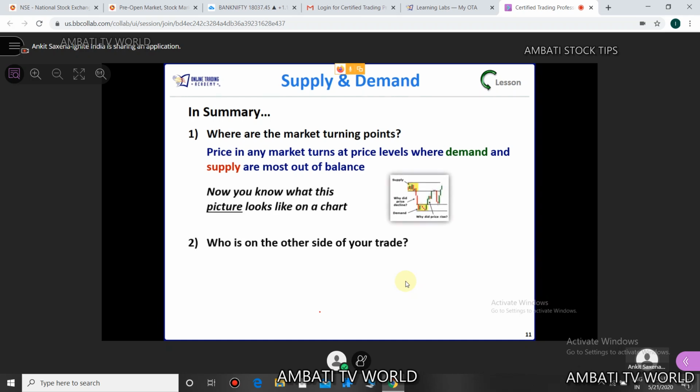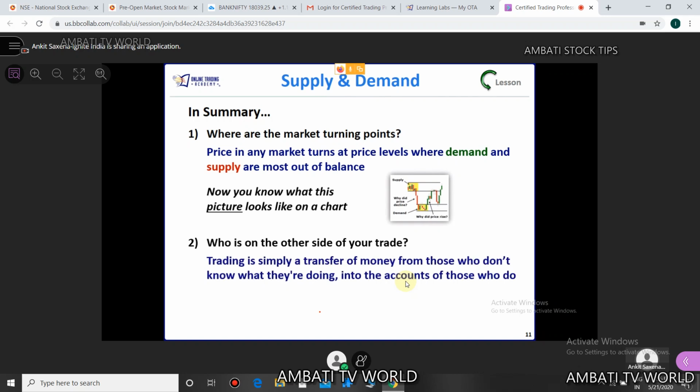Now, who is on the other side of your trade? It's a novice trader. We are participating with the professionals here, and hence, who is on the other side of the trade? The novice buyers, the novice traders. Now, it's very beautifully written here.